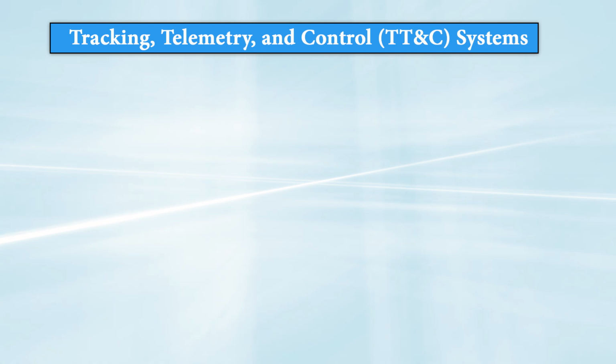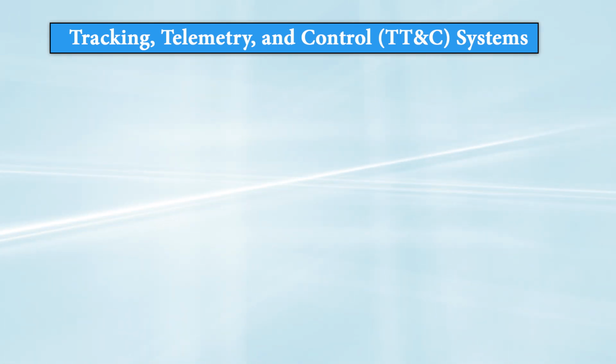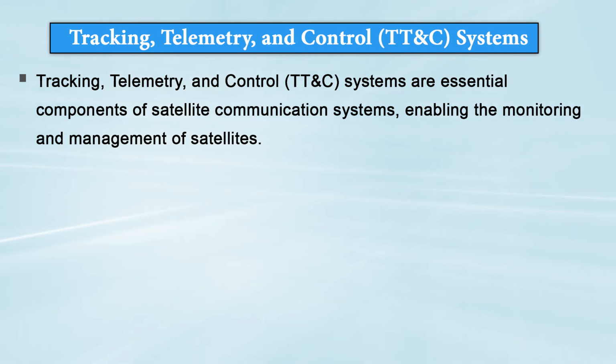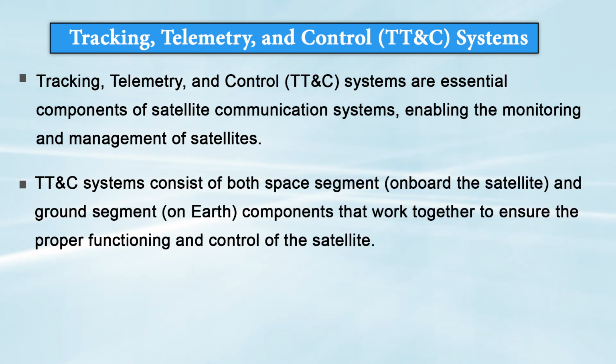Then another subsystem is the telemetry tracking and control system. Telemetry tracking and control systems are an essential component of the satellite communication system, enabling the monitoring and management of the satellite. The TTC system consists of both a space segment on board the satellite and a ground segment on earth that work together to ensure proper functioning and controlling of the satellite.